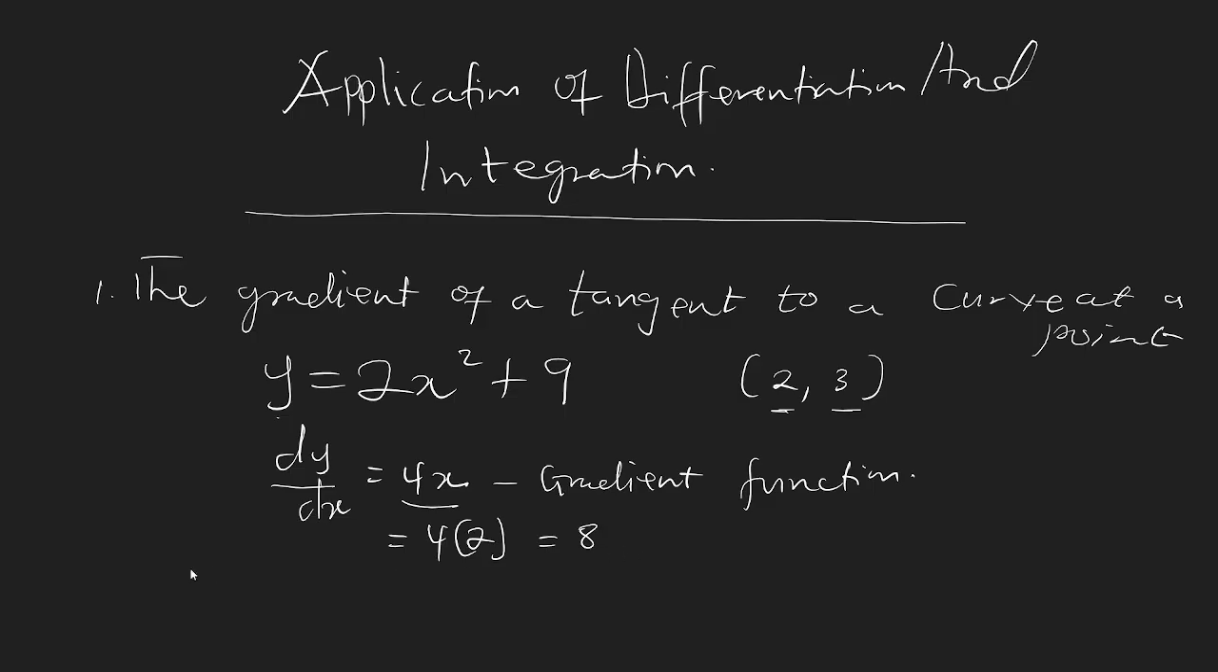Now, the negative reciprocal of this will give us the gradient of the normal. So the gradient of a normal to the curve is going to be the negative reciprocal of this, which means I get negative 1 on 8. Alright, so that is that.